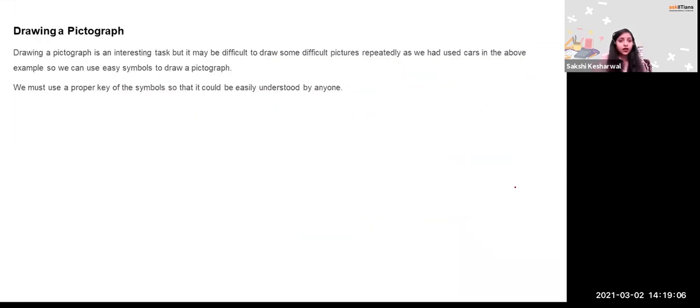Okay. Now coming to how do you draw the pictograph, right? Drawing a pictograph is an interesting task, but it may be difficult to draw difficult pictures repeatedly, and very cumbersome and boring. So we use easy symbols for drawing. You draw a circle, stars, a heart, a rectangle, whatever you feel like. We must use a proper key for the symbol so that it is easily understandable to everyone. So always please write the key. Key is a very important thing, right?